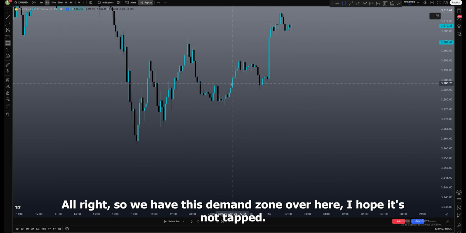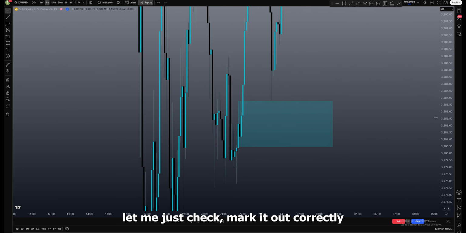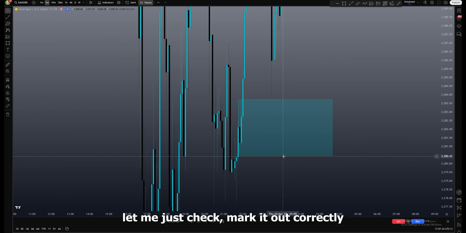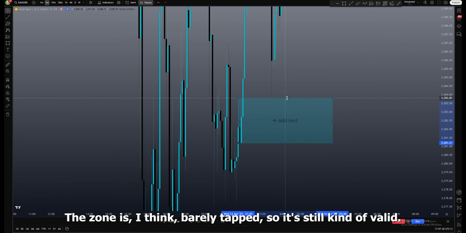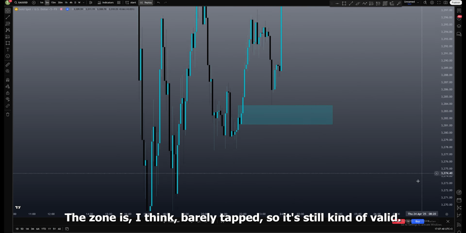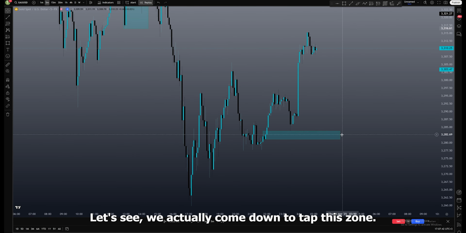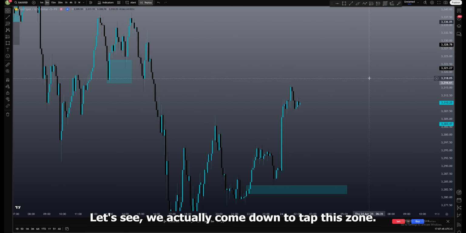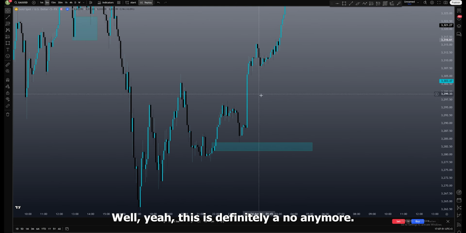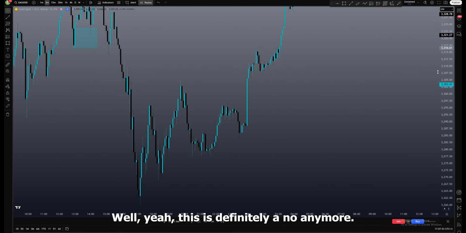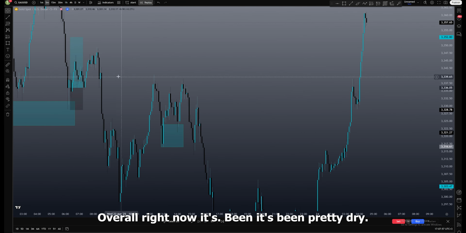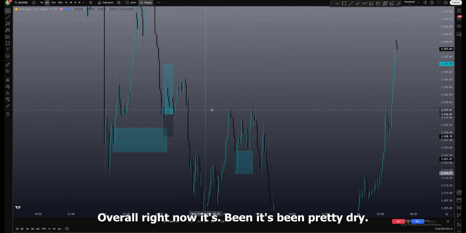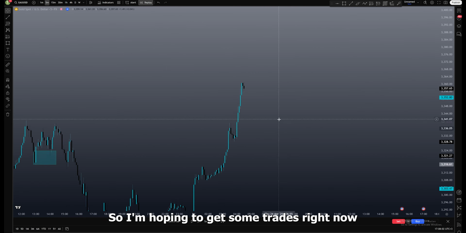Alright, so we have this demand zone just over here. I hope it's not tapped. Let me just check. Mark it out correctly. Yeah, the zone is, I think, barely tapped, so it's still kind of valid. Let's see if we actually come down to tap this zone. Well, yeah, this is definitely not happening anymore. It's not going to come down from this point. Overall, right now, it's been pretty dry, so I'm hoping to get some trades right now.